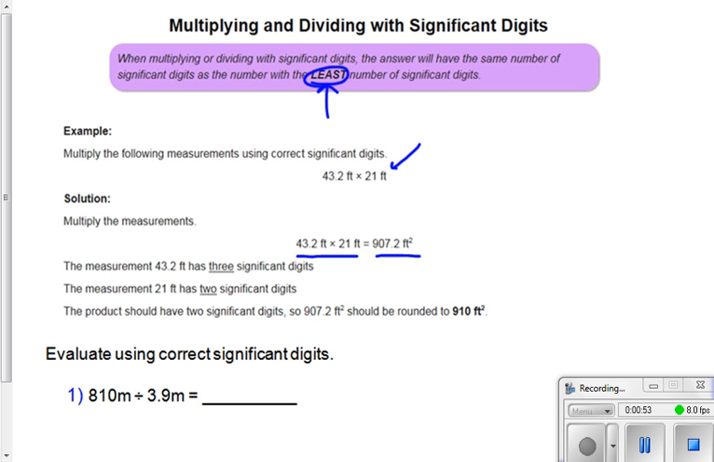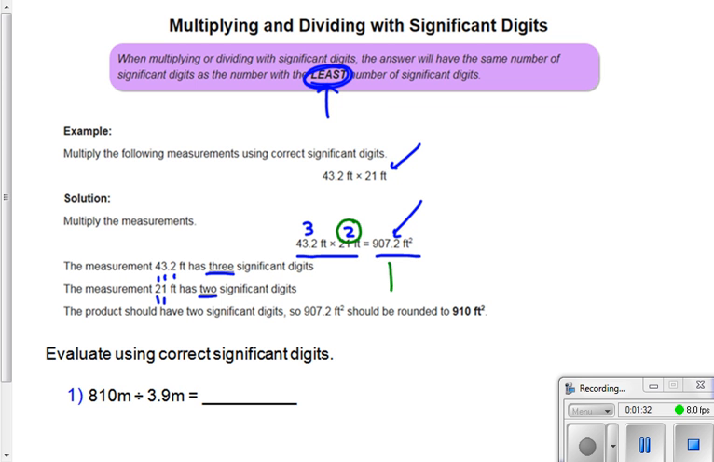Now, the next best thing after you do your calculation of 907.2, is to go ahead and determine how many significant digits each of the measures had. So 43.2, these are all non-zeros, so they had 3 significant digits. 21, 2 non-zero numbers there, so it had 2 significant digits. Now, remember, the directions said it is the least number, so the least number would be 2. So we would have to round to 2 significant digits.